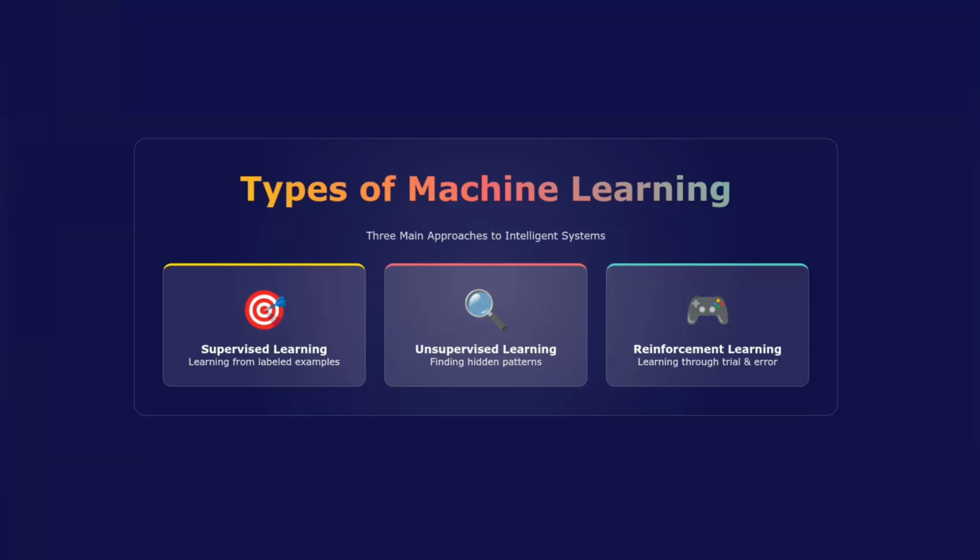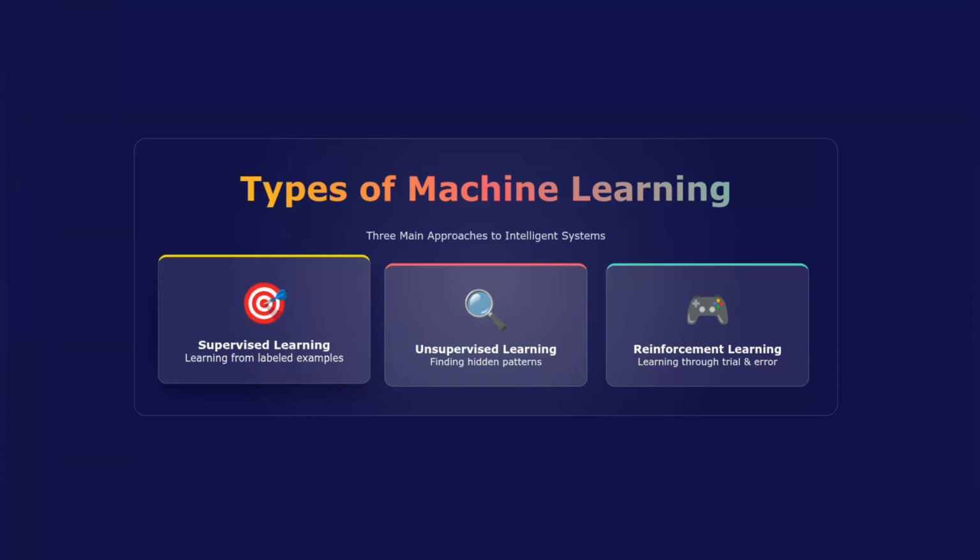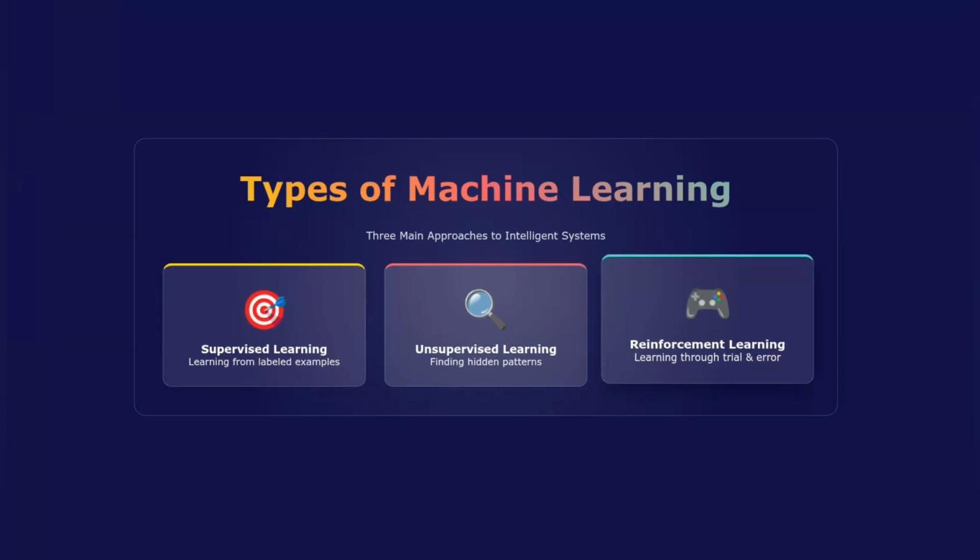Machine learning isn't a single technique. It's a diverse field with various approaches, each suited for different problems. We primarily categorize ML into three main types: supervised learning, unsupervised learning, and reinforcement learning.